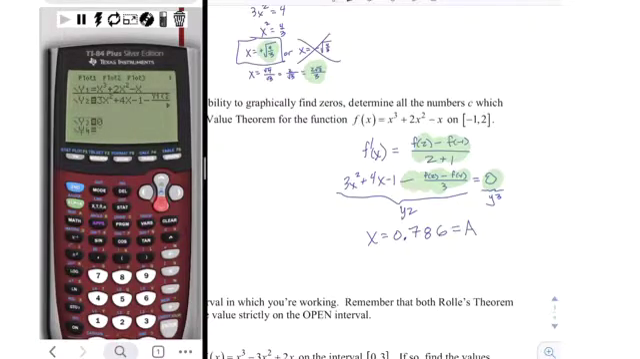Now if I hit graph, it'll graph it again. By the way, if you preferred, you could graph the f prime in y2 and then the difference quotient in y3 and find where they intersect. The only problem is they may intersect somewhere off your screen, right? The y values could be anything where they intersect. And so you're going to have to go search for them now.